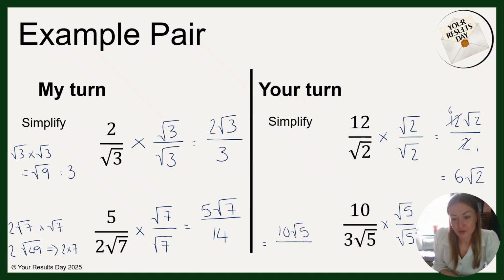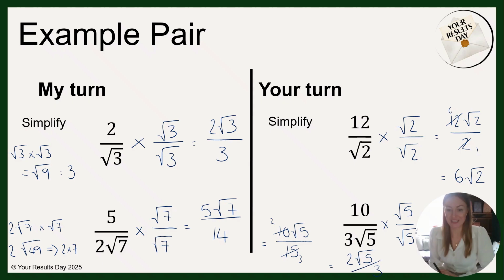And root 5 times root 5 will just be 5, times by 3 is 15. And once again, we can divide both of these by 5, which gives us a final answer of 2 root 5 over 3. Squeeze that in there.